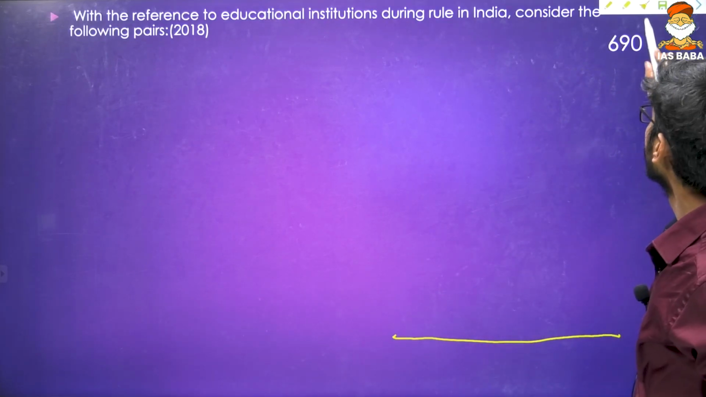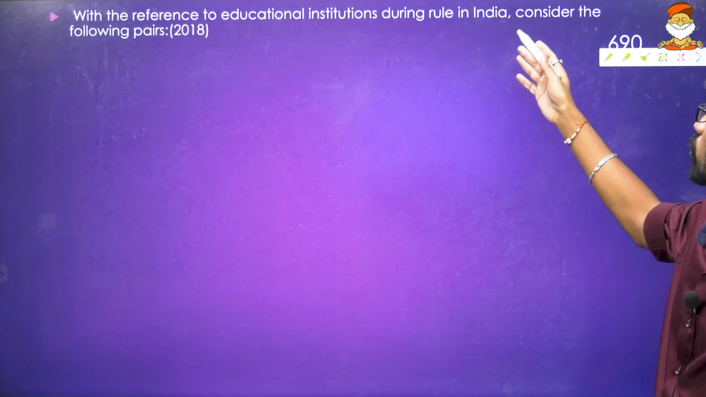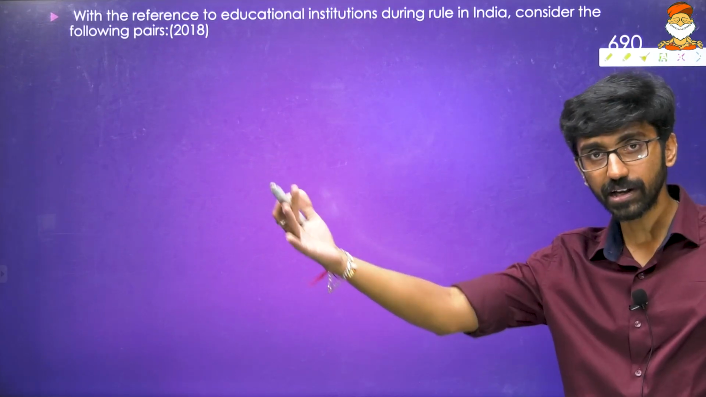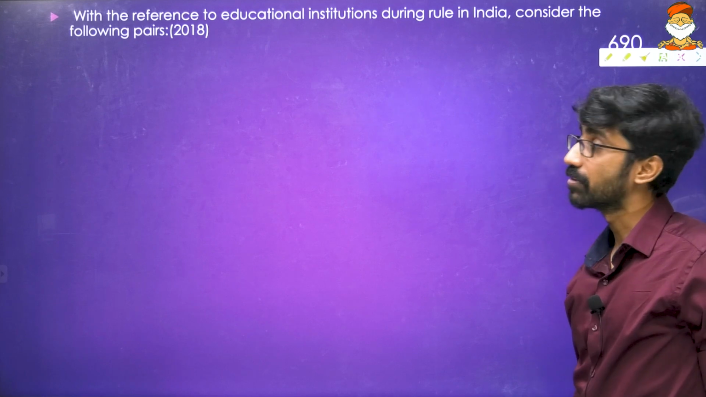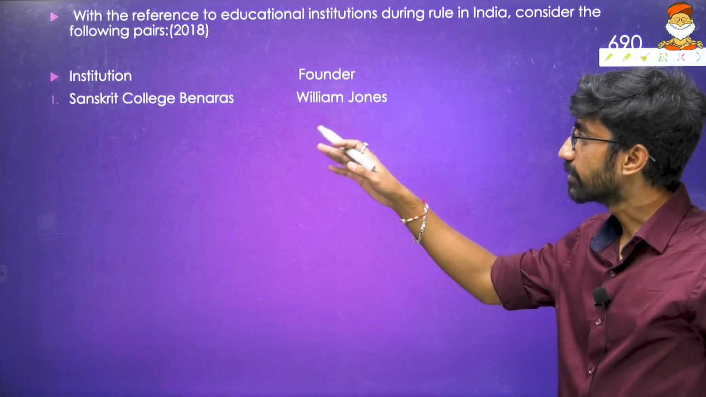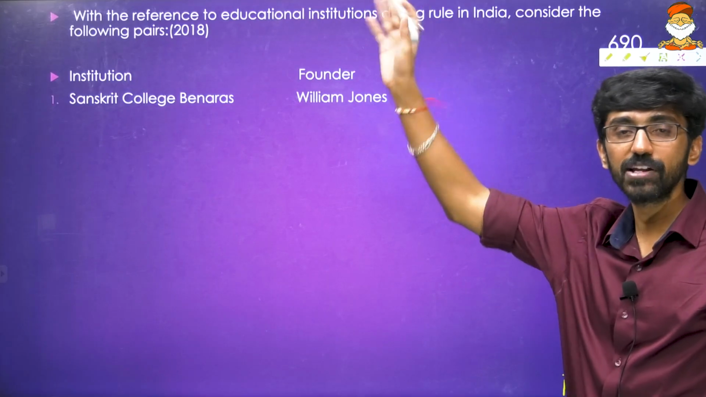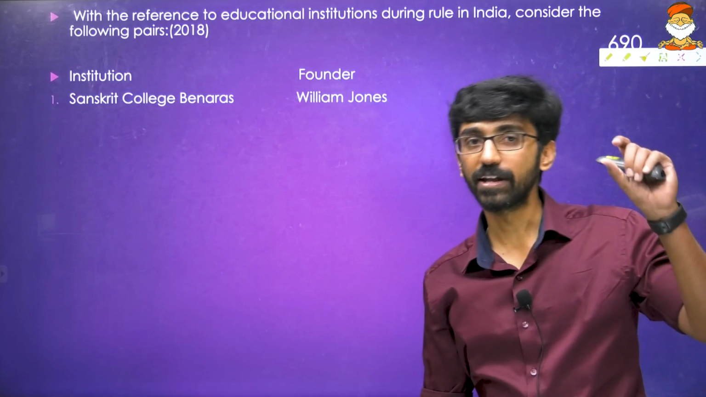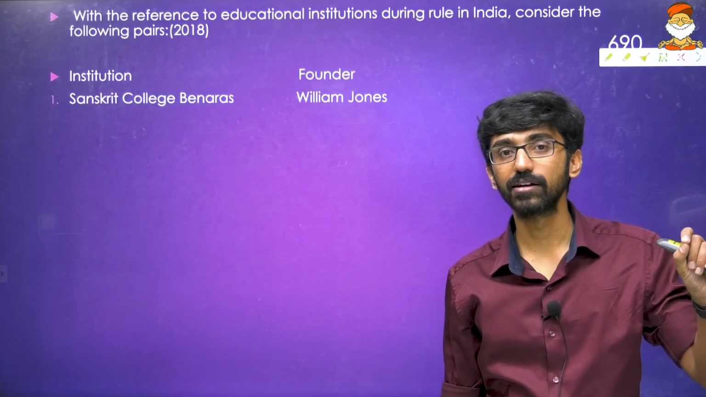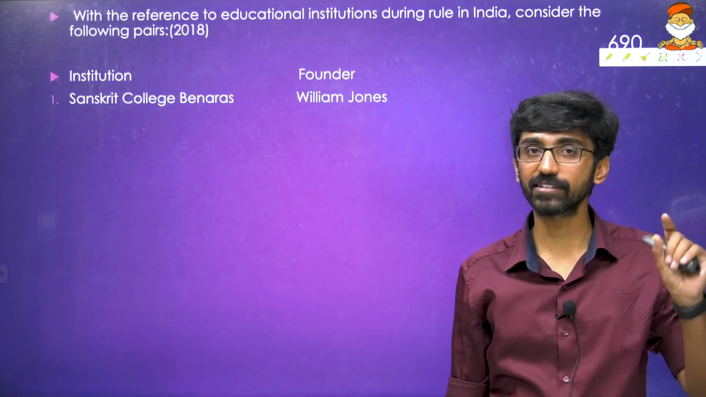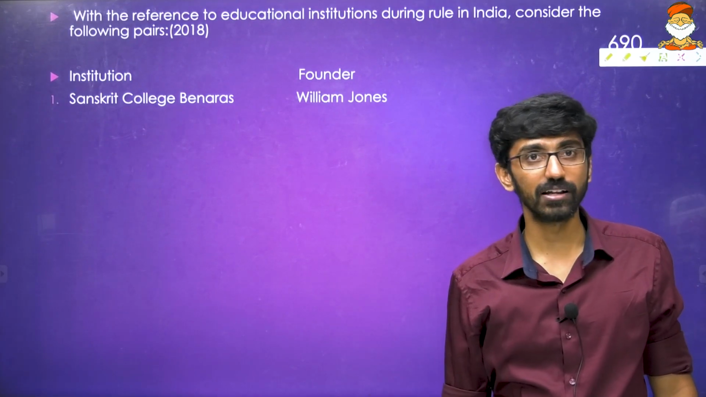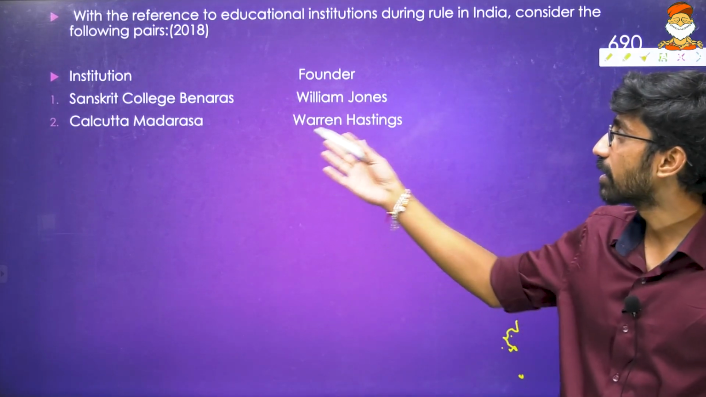Then again, with reference to educational institutions during British rule, consider the following pairs. We are talking about British policy right now. Expansion is almost over, and now we are coming into British policies. Now, institution and the founder. Sanskrit College at Banaras, William Jones. We already talked about William Jones when we talked about ancient history. James Prinsep, William Jones, George Muller, Max Muller. We discussed them. William Jones, founder editor of the Asiatic Society of Bengal Journal. Then again, Calcutta Madrasa, Warren Hastings.